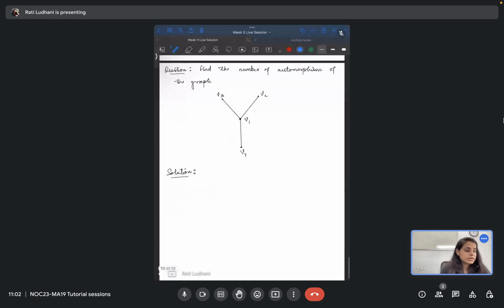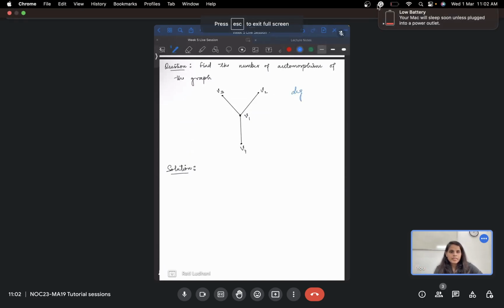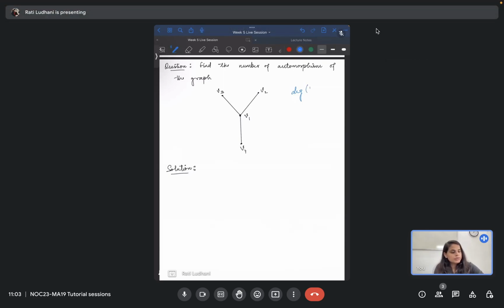Let's move to the next one. Find the number of automorphisms of the graph with v3, v2, v1, v4. Again the same thing we will do. Let's count the degrees. Degree of v1 is 3. Degree of v2 is 1. Degree of v3 is 1. Degree of v4 is 1. Right? Now you can see that there is fixed possibility for v1. v1 has to map to itself.